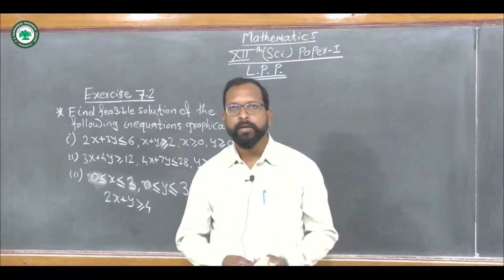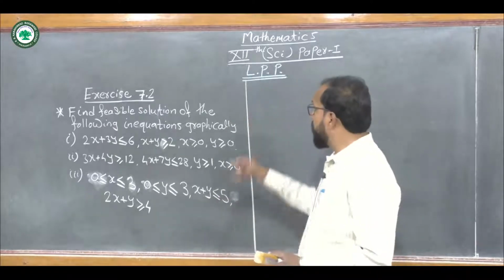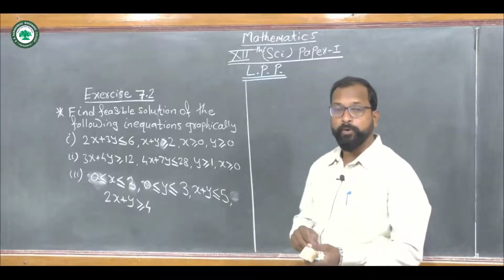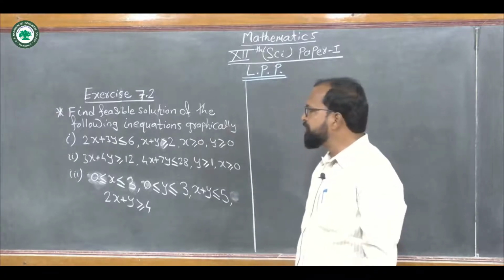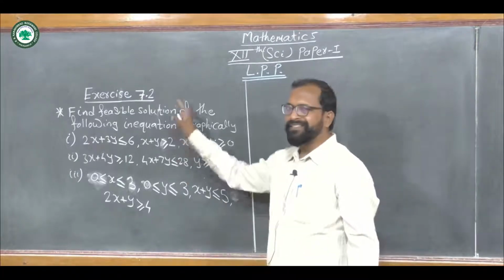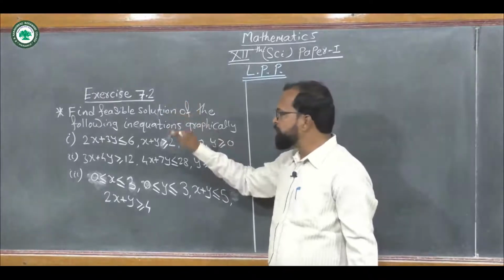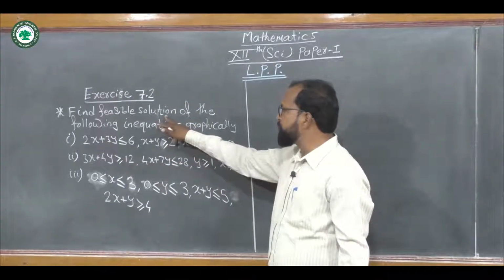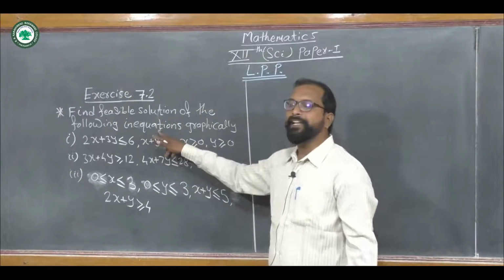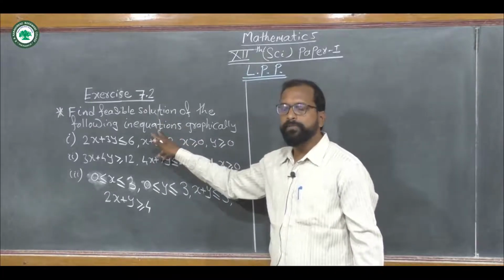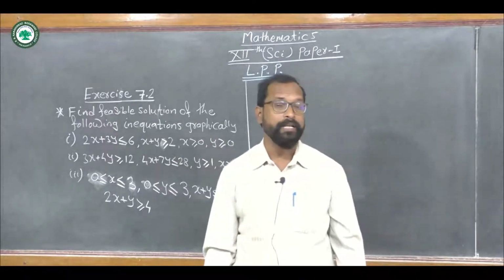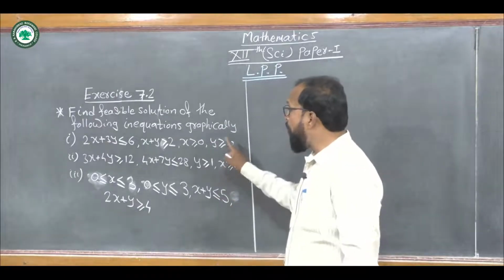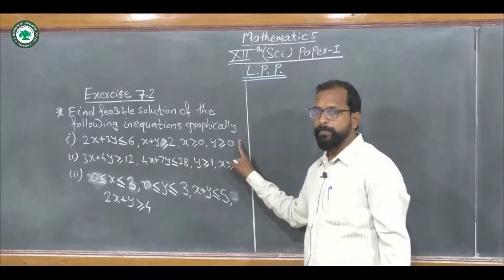In today's lecture, we continue our chapter L.P.P, that is Linear Programming Problem from 12th Science paper first. Now, in this lecture, we start exercise 6.2, in which we have to find the feasible solution of given inequalities by graphical method. Feasible solution means a solution set or a convex set which satisfies all the given inequalities.